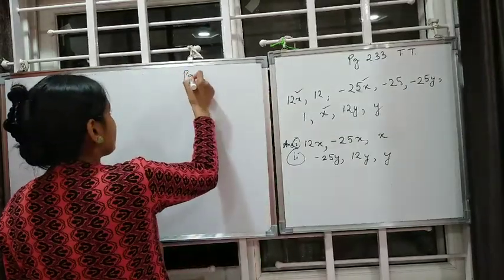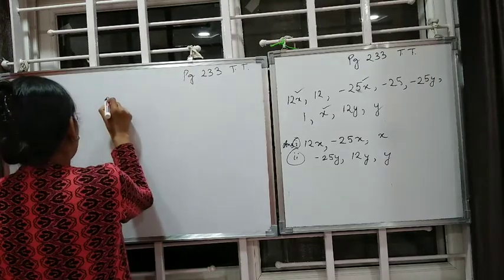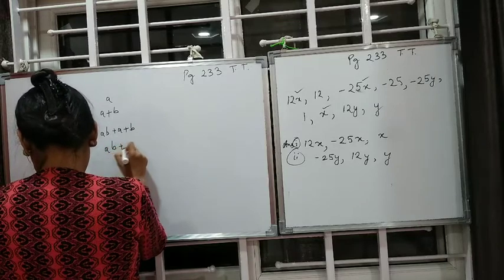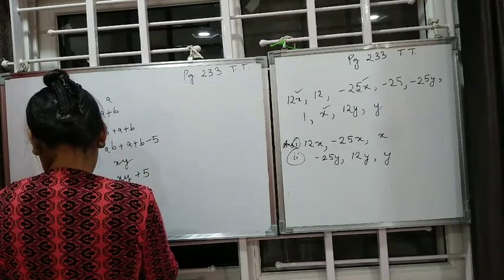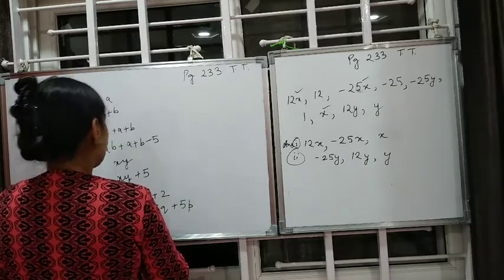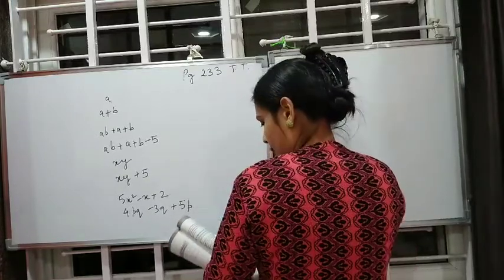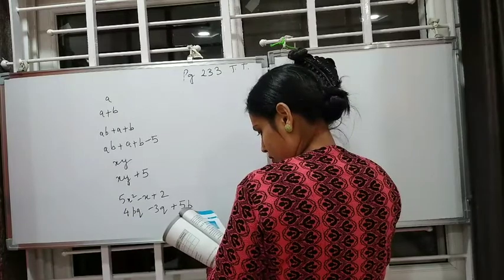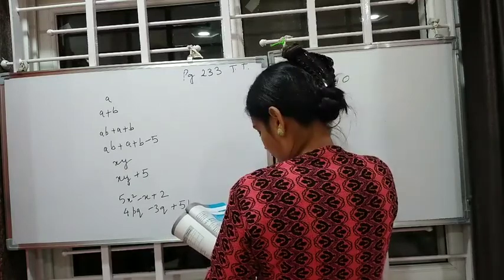This is the try these of page 233 once again. So I am writing the expressions: ab plus a plus b, ab plus a plus b minus 5, xy plus 5, 5x square minus x plus 2, 4pq minus 3q plus 5p, 7 alone, 4m minus 7n plus 10, then 4mn plus 7.